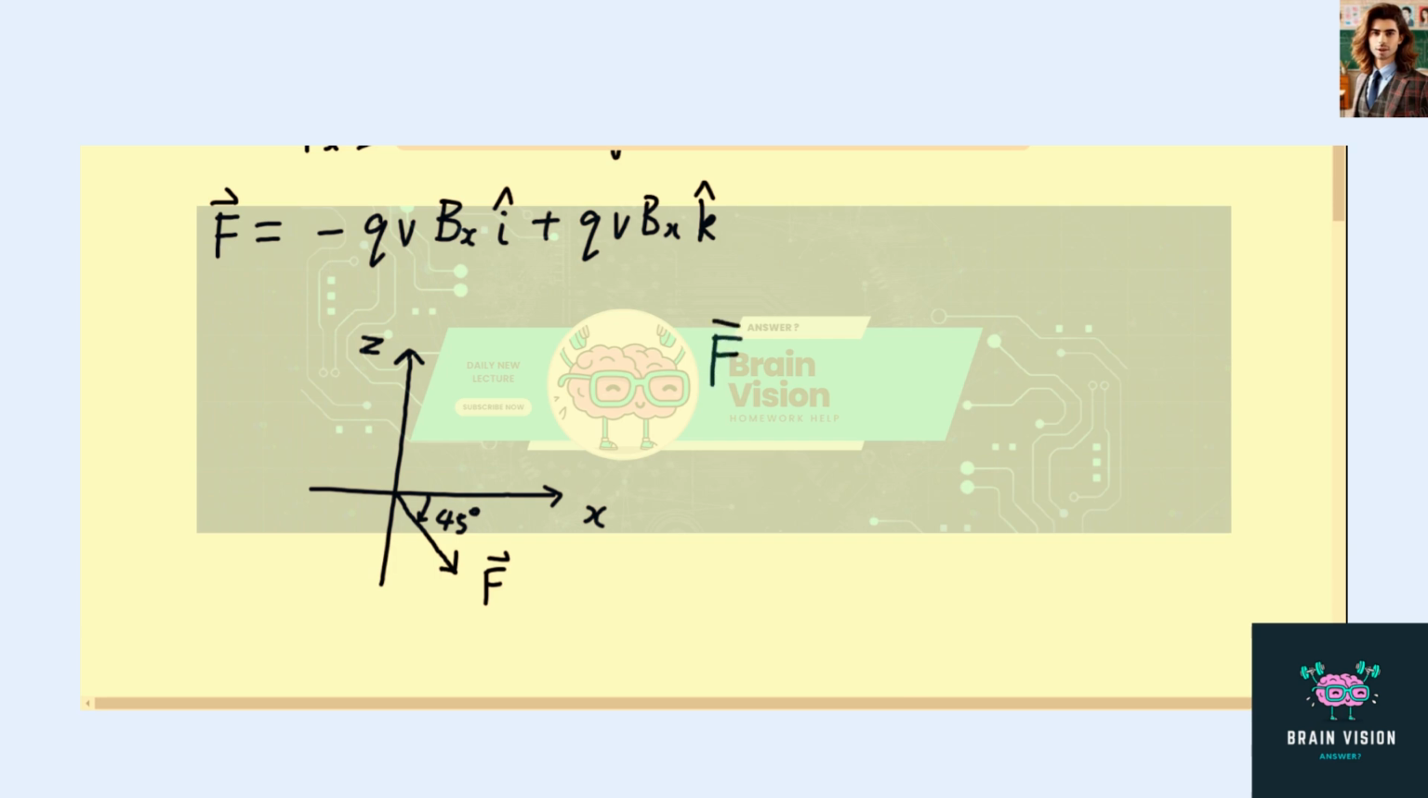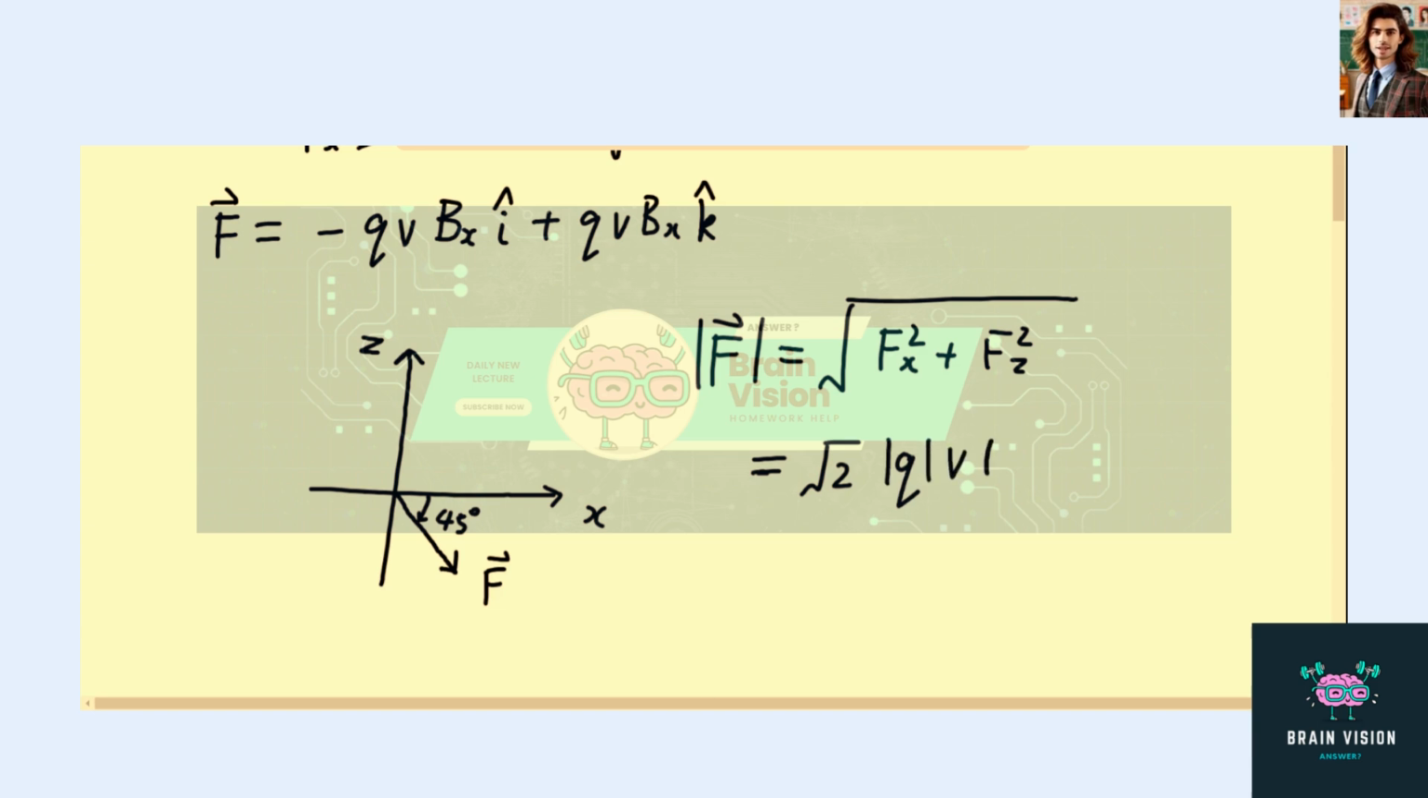and the magnitude of F should be the square root of Fx squared plus Fz squared, and it turns out to be, since Fx equals Fz in absolute value, just the square root of 2 times the absolute value of q v Bx.